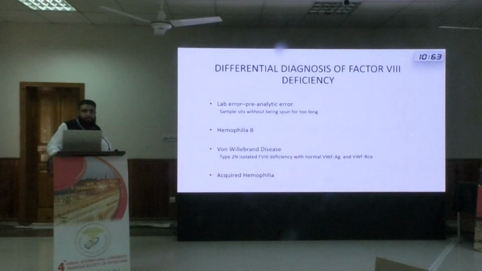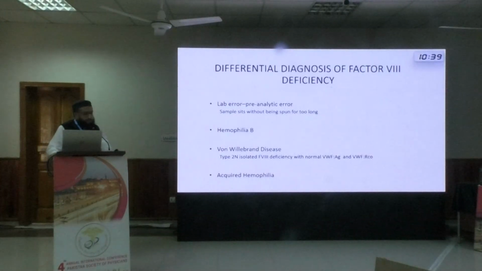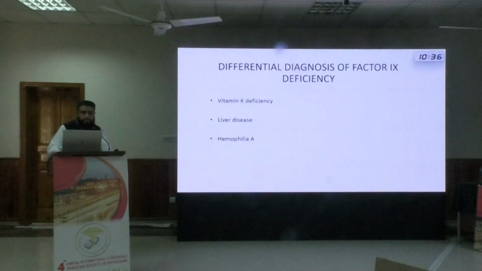The differential diagnosis of hemophilia A includes lab error, since prolonged APTT can lead to lab error, hemophilia B, type 2N of von Willebrand disease, and acquired hemophilia in cases of underlying autoimmune diseases, pregnancies, and malignancies. While the differential diagnosis of hemophilia B includes vitamin K deficiencies, liver diseases, and hemophilia A.